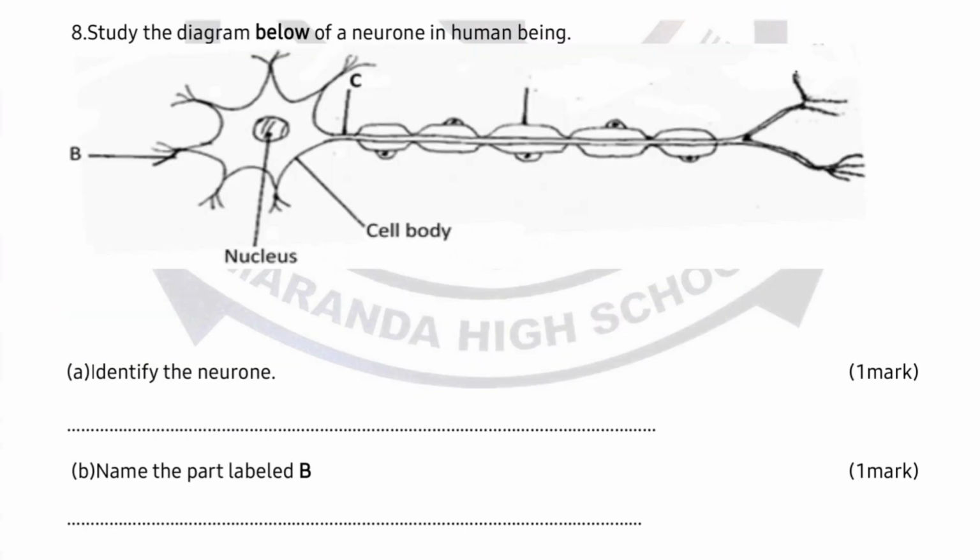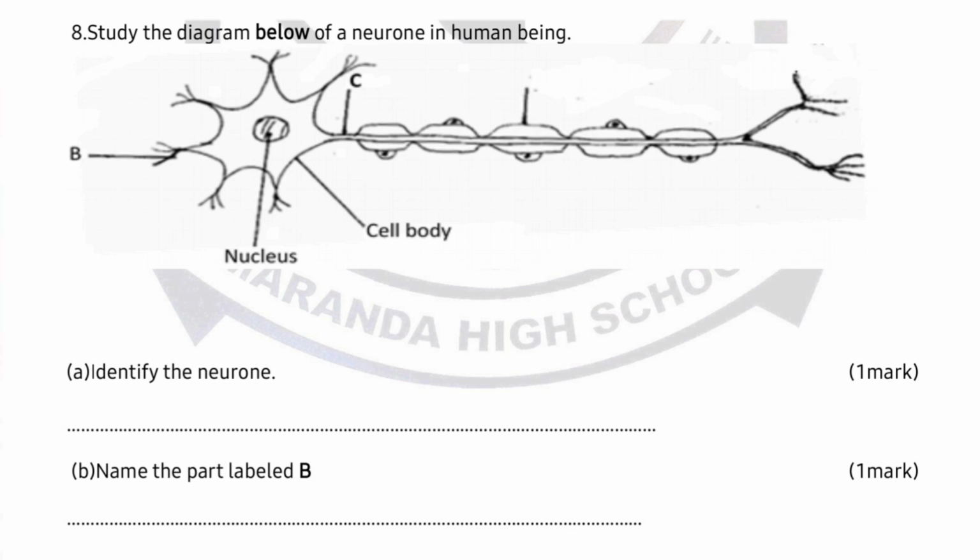Question number 8. Study the diagram below of a neuron in a human being. Okay, take a moment to look at the neuron and identify which type of neuron it is. Remember, we have 3 main categories. We have sensory neurons, motor neurons, and lastly, we also have relay neurons.